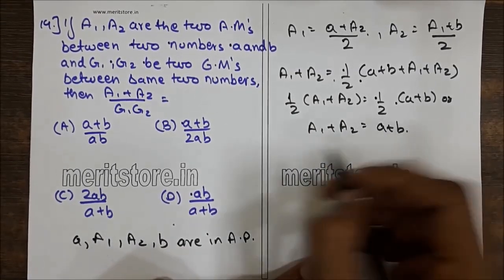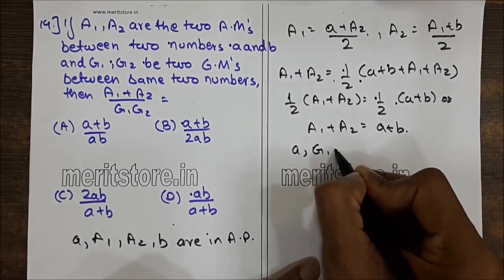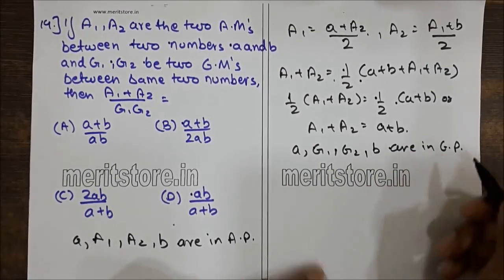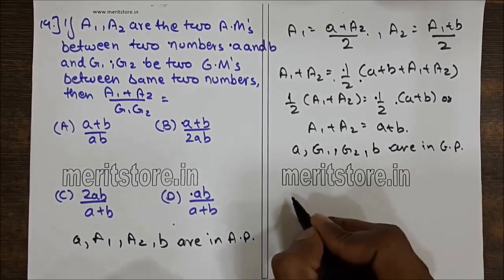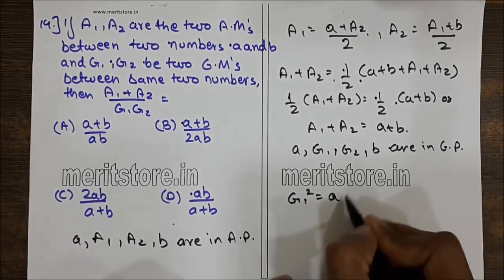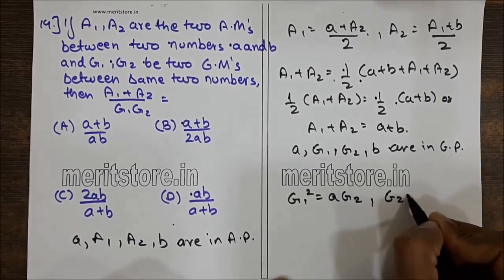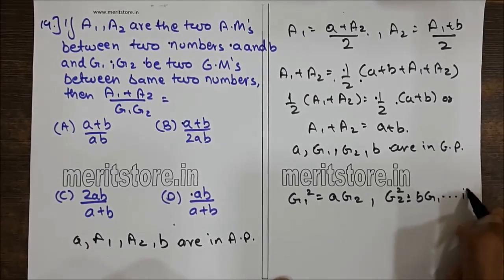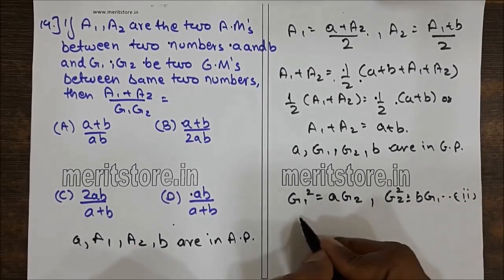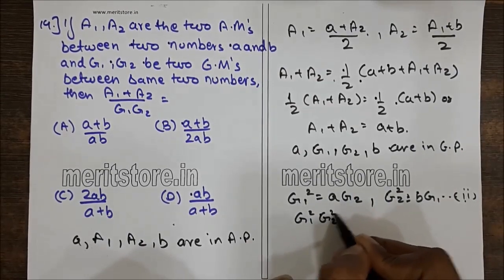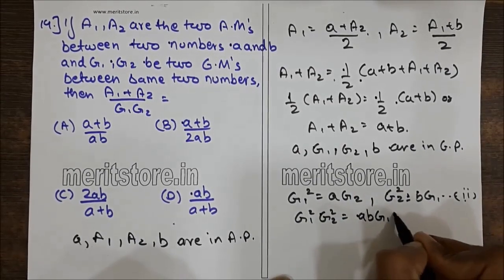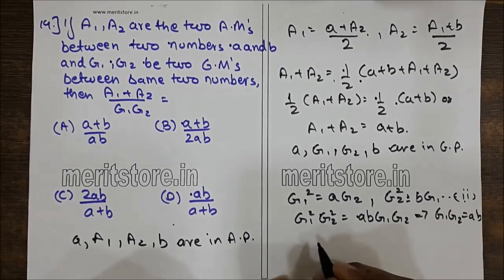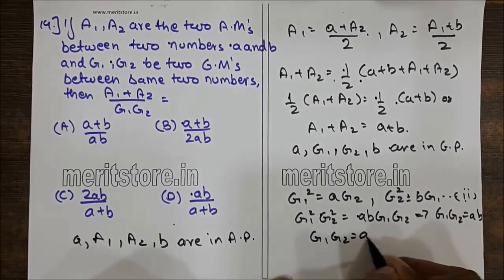And for GP we have a, G1, G2, b are in GP. So solving this further, we get G1 whole square equals a G2 and G2 whole square equals b G1. Let this be equation number 2. So solving this, we get G1 square G2 square equal to ab G1 into G2, which can be written as G1 into G2 equal to ab.